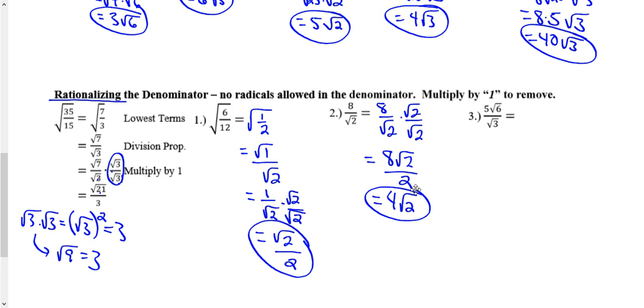Take this last one here. Ah, we got that 5 out there, right? So maybe that's one that's just going to go on for the ride, right? To the end. So let's do this. 5 times the square root of 6 over the square root of 3. What do I want to multiply this by to rationalize the denominator? 1. What form of 1? Square root of 3 over the square root of 3, right? Yeah. Now the 5 can't multiply into that square root. But can I do the square root of 6 times the square root of 3? Yeah. Which is actually the square root of what?